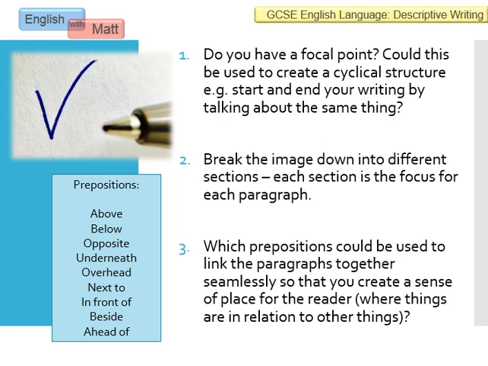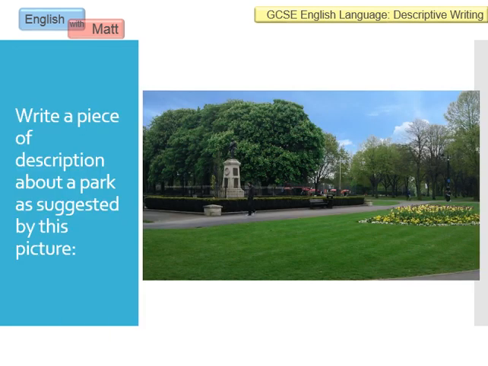Okay, so let's look at this first image. The question that you get, for example, would be something like, write a piece of description about a park as suggested by this picture. And you have this image here of this grassy area with the war memorial, the trees behind it, with what looks like a cafe with umbrellas underneath the trees and a kind of flower bed.